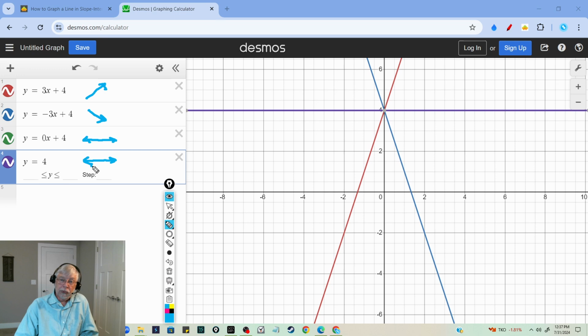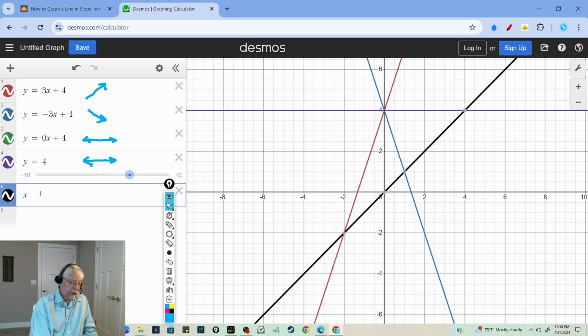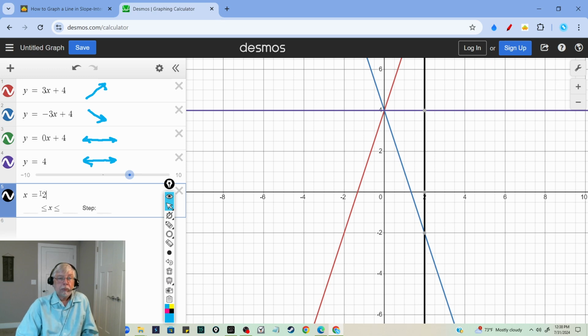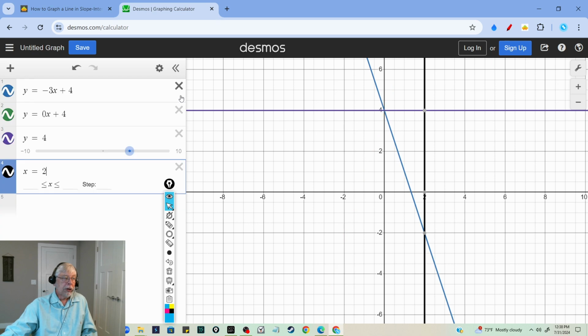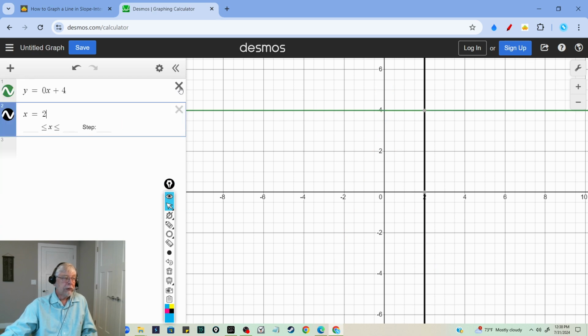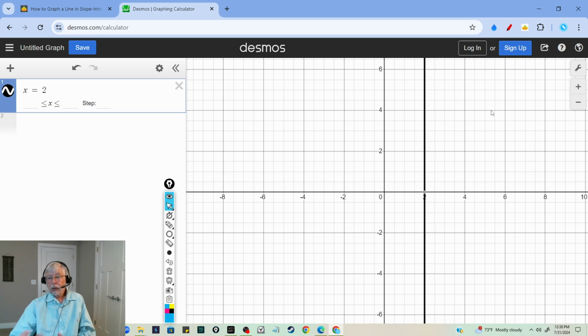We talked about the line that goes up left to right, a line that goes down left to right, a line that is horizontal left to right. Well, how about a vertical line? A vertical line is when you'll have something like x is equal to 2. That's a vertical line. I'm going to get rid of these other ones, and we're just going to look at when the slope doesn't exist. A vertical line, you don't have a slope.